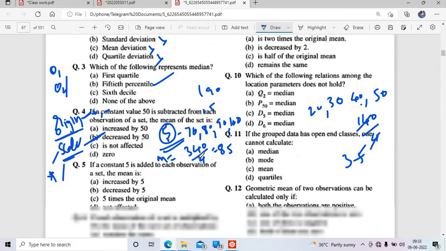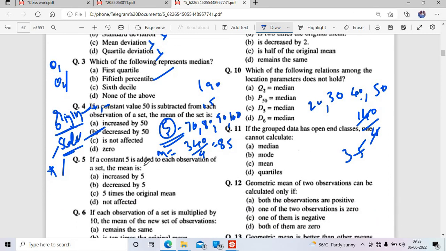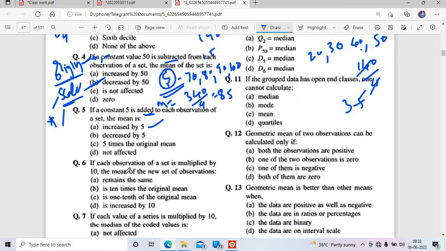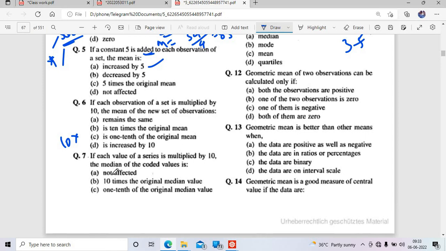Again the same thing happens. If the constant 5 is added, here subtracted, here added, what will happen? It will be increased by 5. If each observation of the set is multiplied by 10, the new mean of the new set of observations is 10 times the mean value. No doubt. If each value of the series is multiplied by 10, the median of the coded values is 10 times the original median value. No doubt.